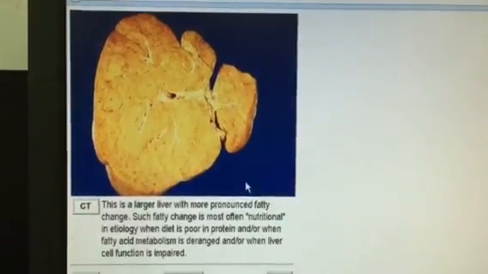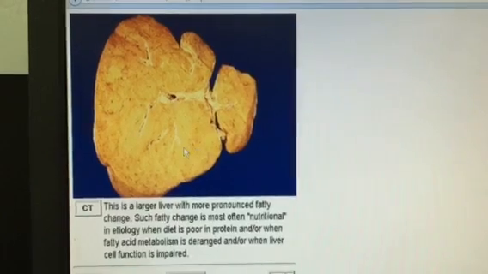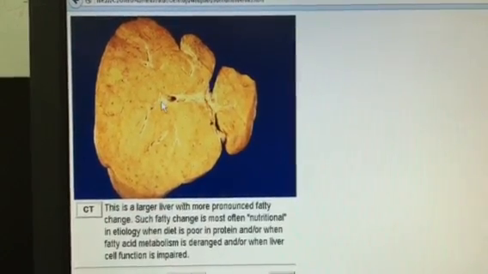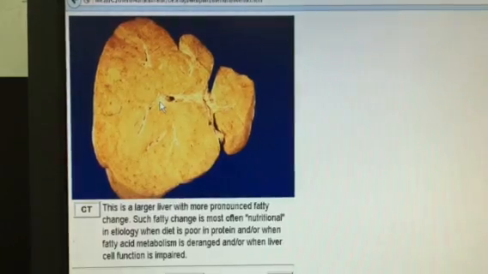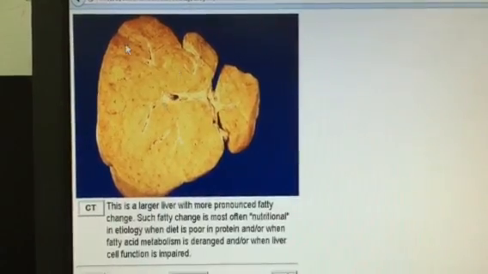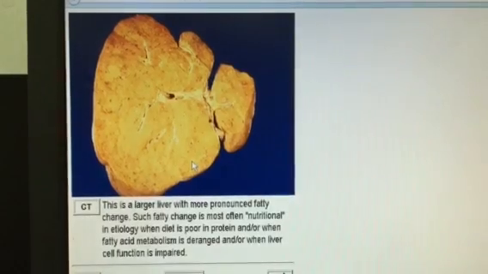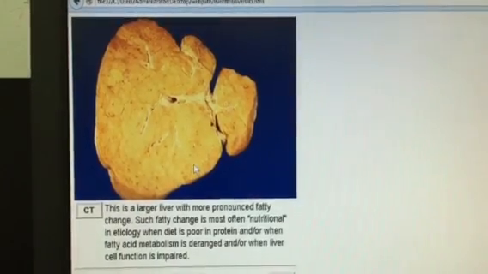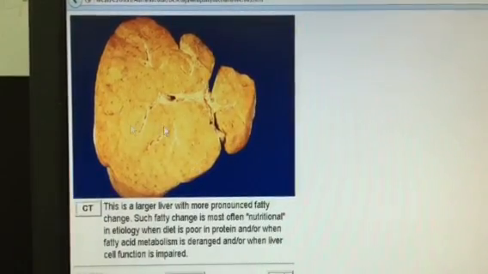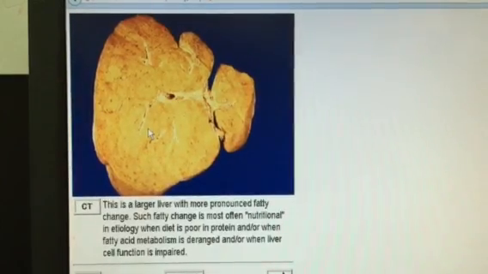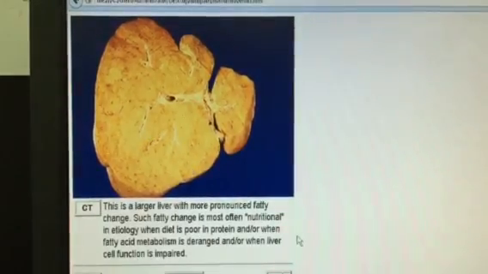This is a more serious or more advanced fatty change of the liver. Why? Because it's a homogeneous yellow, pale appearance of the liver. In this case, if it is extremely yellow, we can say it's because of a nutritional etiology. So the patient will be having poor protein, and the fatty acid metabolism of the liver is deranged.